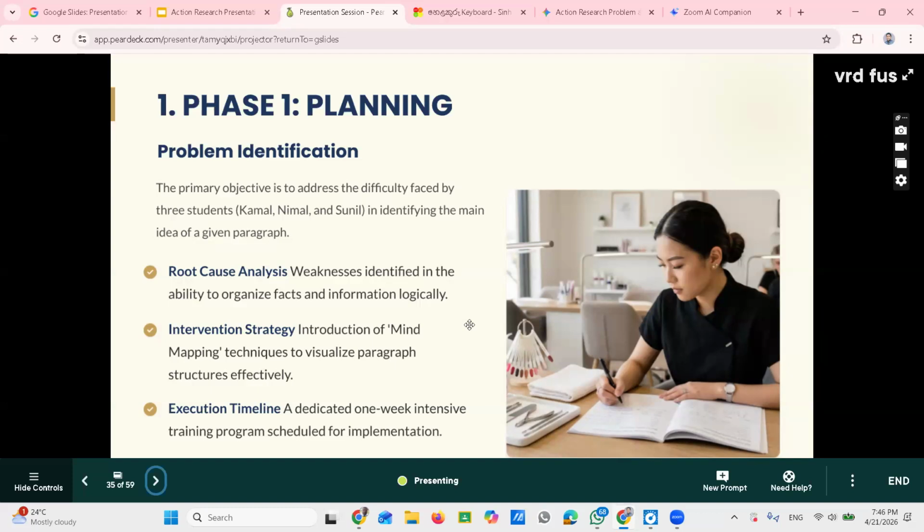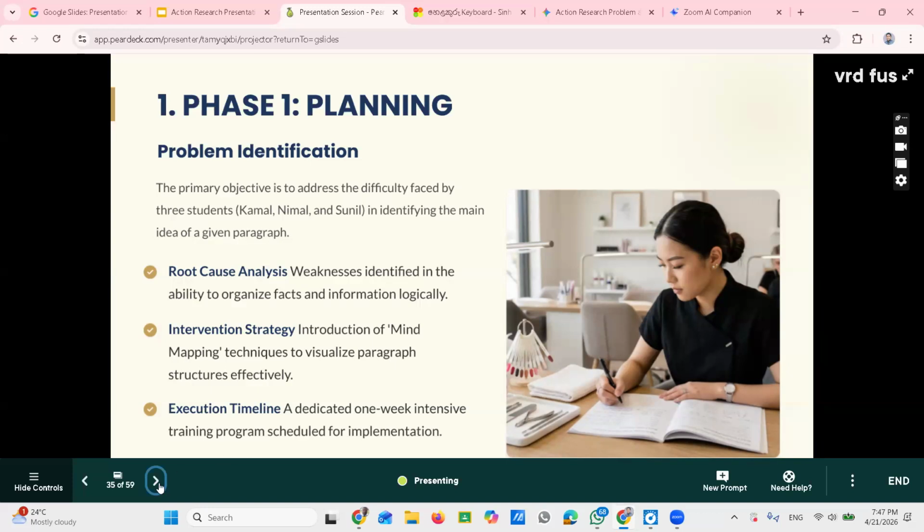Right. I assume that all of you are okay with the problem identification here. Under planning, the specific point you want to remember is, first, you need to identify a problem. Then you want to identify the reason why that problem exists or arises. Then you need to plan an intervention strategy. That means, what are the steps you are going to take to solve the problem. Right. Then after that, finally, you want to give a timeline. These are the things you want to remember when you are doing the action research for your environment.